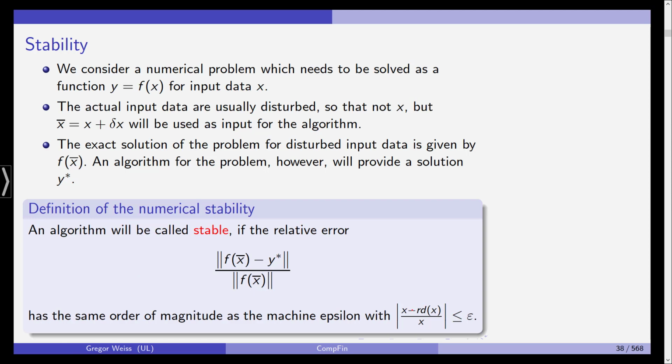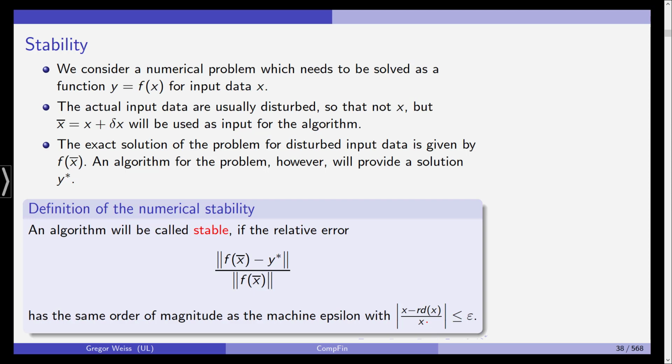You have a number x. If you round it and you're looking at the relative error, so here we have the absolute error, and if you divide it by x, you get the relative error. If the absolute relative error of the computer is still smaller than epsilon. So the machine epsilon is actually a lower bound for the precision, for the rounding error. So an algorithm will be called stable if the relative error of this algorithm has the same order of magnitude as the machine epsilon. What does it mean?